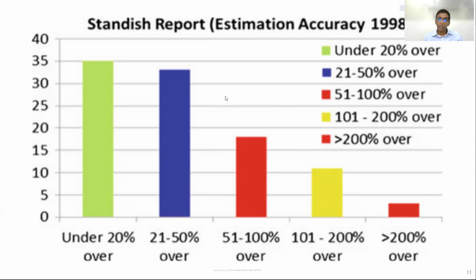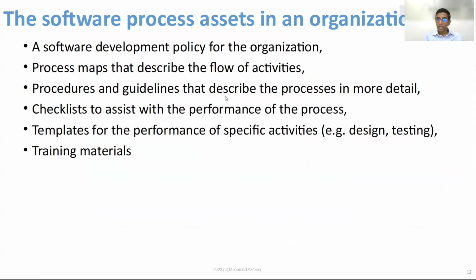So estimation has to be very accurate on one side, and then on the other side, your software building process must be optimized so that you can reduce the cost. Okay. Now, in order to reduce the cost of software engineering and increase the efficiency, what are the assets an organization should have? These are called the software process assets, right?